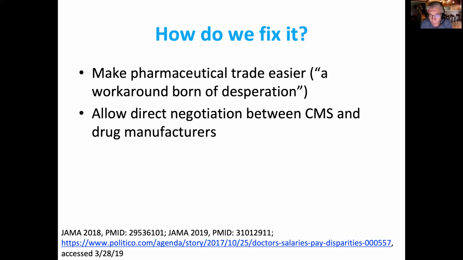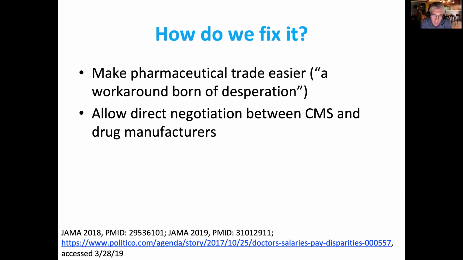Next is that we should allow direct negotiation between CMS, that's Medicare and Medicaid, and drug manufacturers. So remember, CMS is forbidden by law from negotiating drug prices on its own. It has to do any negotiation it does through a pharmacy benefit manager, and you've seen the data on pharmacy benefit managers and what they do to drug prices.